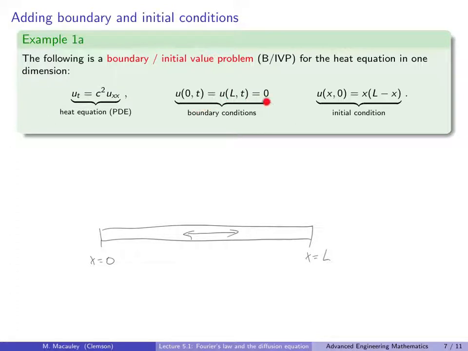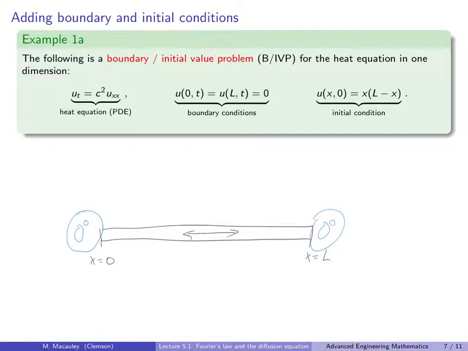Now these boundary conditions tell us that the temperature is going to be fixed at the boundaries. So this first one says the temperature at position x equals 0 is equal to 0 for all time t. So imagine we have an ice bag here and we fix this to be 0 degrees, and then the right endpoint is x equals L, and this boundary condition says the temperature at position L is also equal to 0 for all time t. So we have an ice bag here as well.